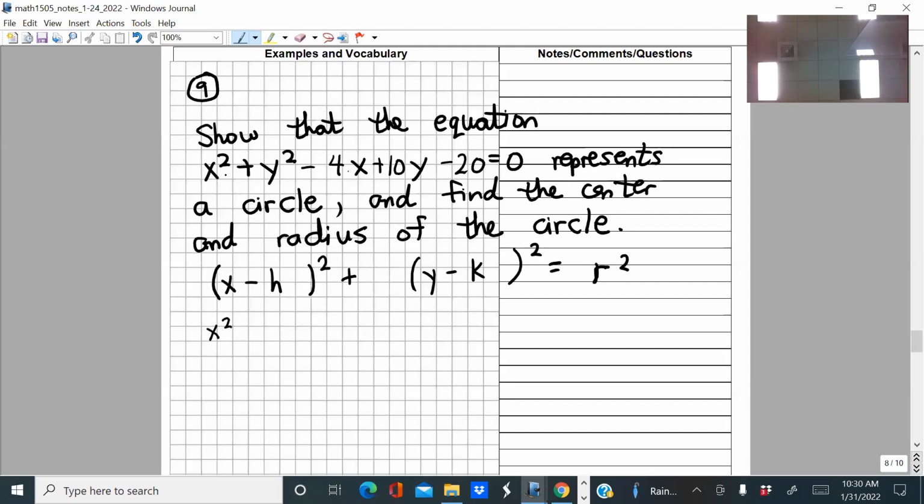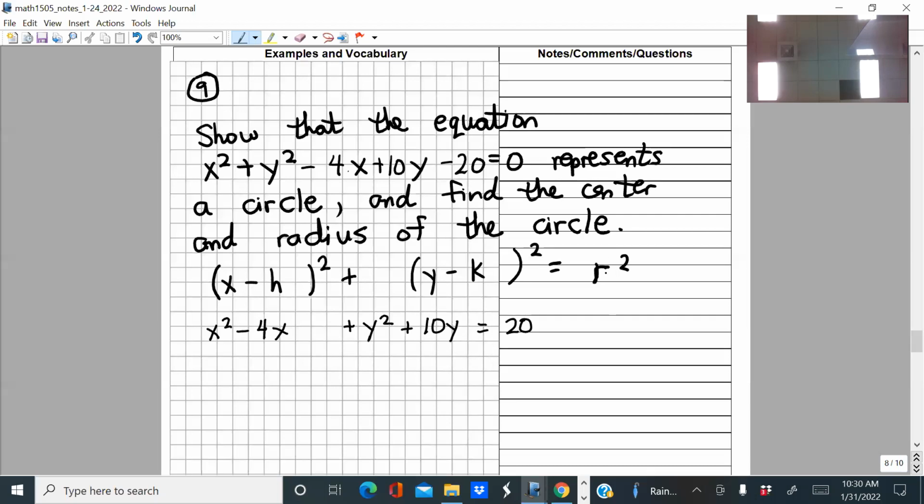So this is an x term, and this is also an x term. I want to put those side by side, like this. And the y terms, I also want to put those side by side. There's a y squared and a 10y, so I'm going to put those two terms together. Did I get the signs right? I think so. And then this minus 20, this constant, let's move that over to the right-hand side.